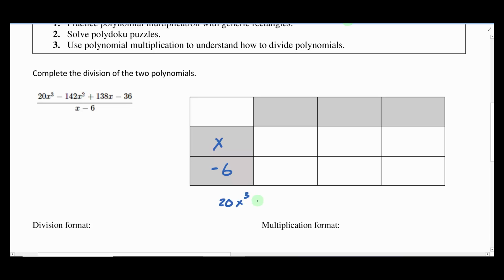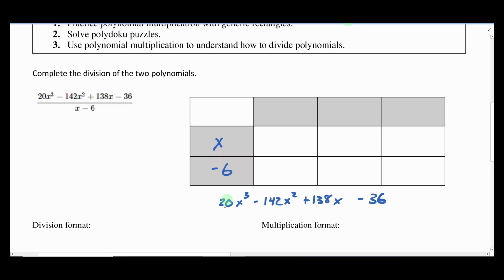So we got 20x cubed minus 142x squared plus 138x minus 36. Okay, so what we're saying is x minus 6 times something, whatever goes up here, gets us this thing down here. If we had this piece, we would multiply, and this is what we would end up with. But we have what we end up with, and we're working our way backwards to get to this top piece. And by working our way backwards, we are dividing. All right, so let's give it a try.